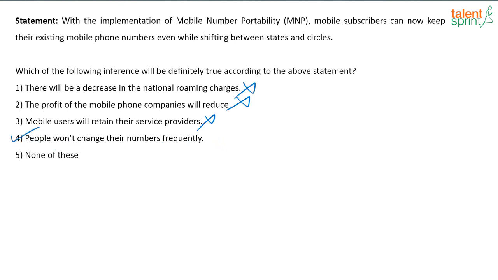Yes, this is a valid inference. Very clearly, what are they saying in the statement? They are saying that with this mobile number portability, people will keep their phone numbers as it is when they are shifting between states. So what does that infer? It infers that people will not change their numbers. They will use the same number mostly, right? So they won't be changing it often. So the correct answer option here will be option 4.